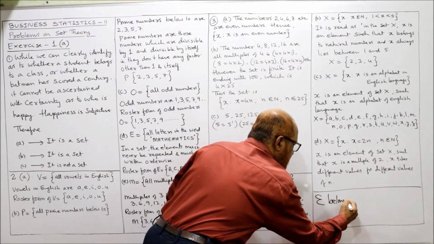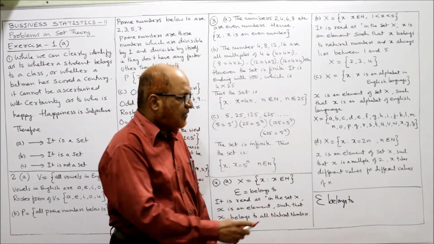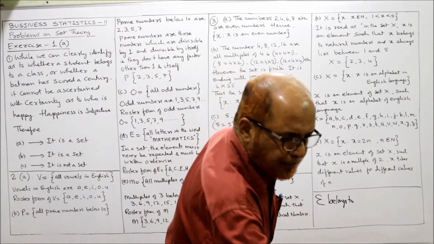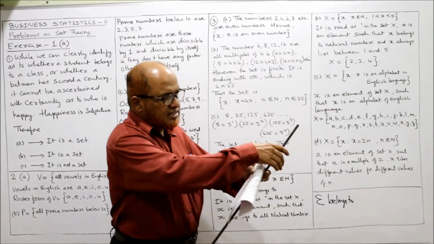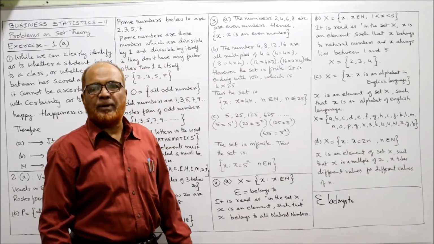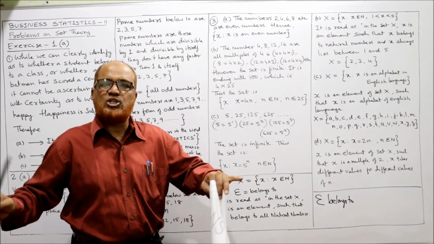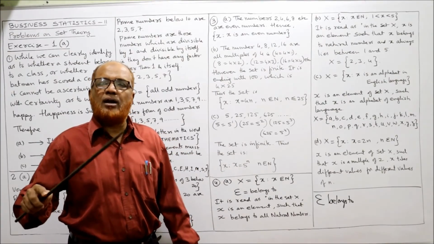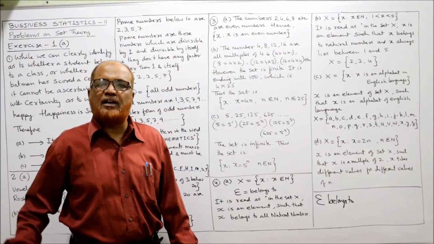This sign represents "belongs to." Whenever this sign comes, you should read it as belongs to. So here it is given x belongs to natural numbers. That means the elements are all natural numbers. Natural numbers are 1, 2, 3, 4, 5, 6 up to infinity.